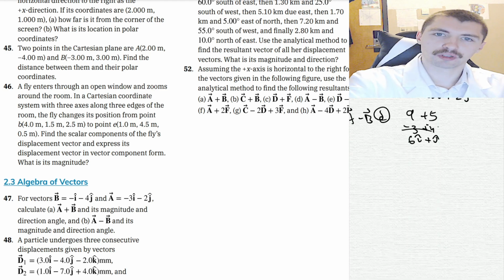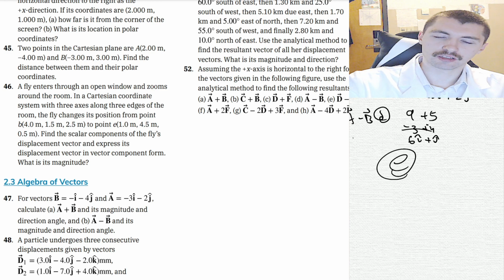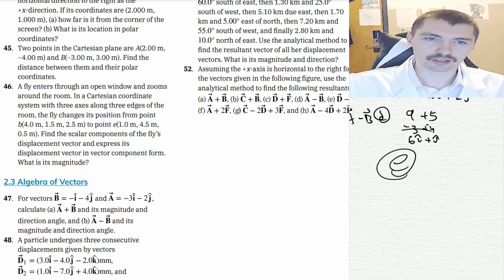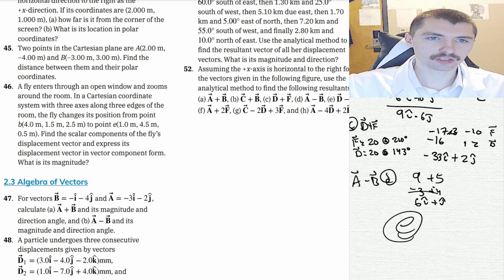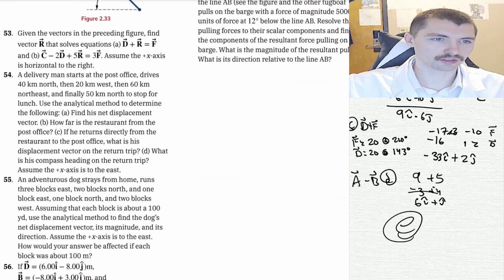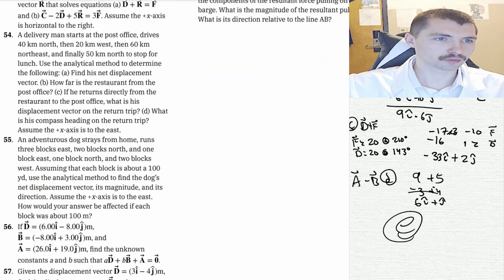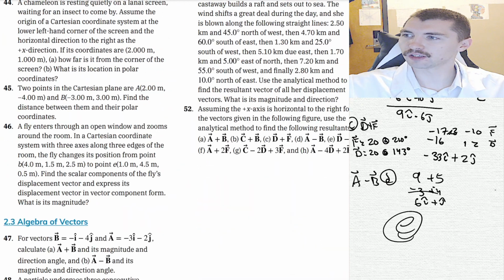Okay, next time we'll pick up on E, part E, which is D minus F. So, easy enough. And then we'll continue. All right, thank you for hanging out.